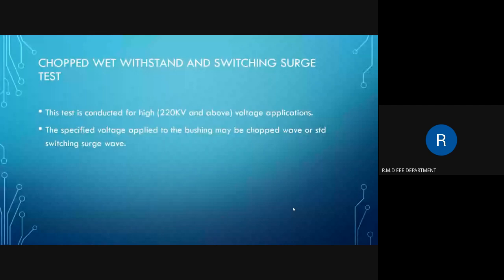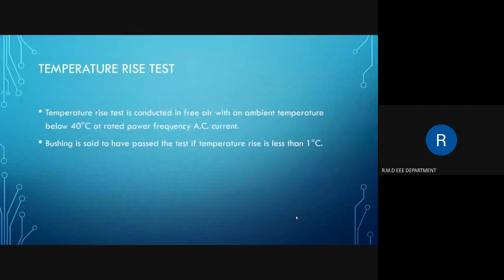Now the next test is the thermal test. There are two types in it. The first one is the temperature rise test, and the next one is the thermal stability test. We will see what is happening at different temperatures, and that is known as the temperature rise test. The temperature rise test is conducted in free air, at ambient temperature, for a long time.